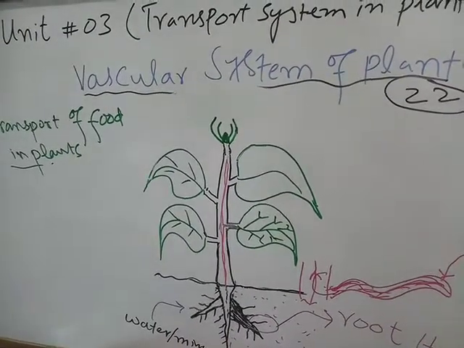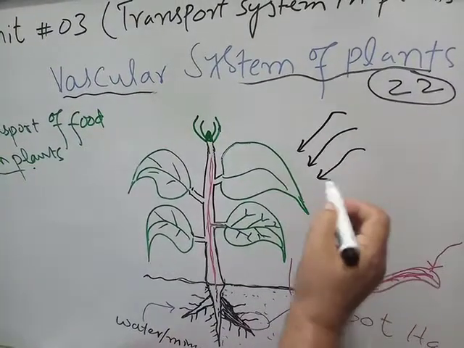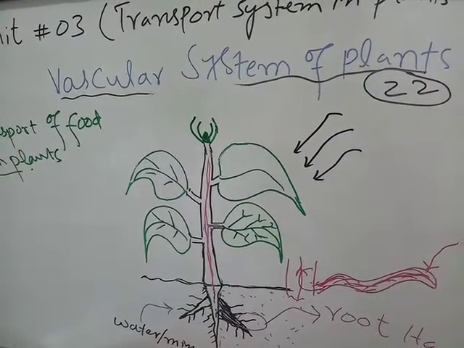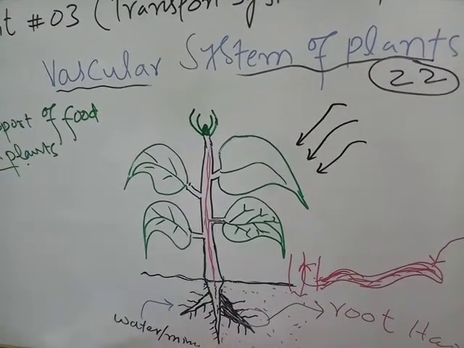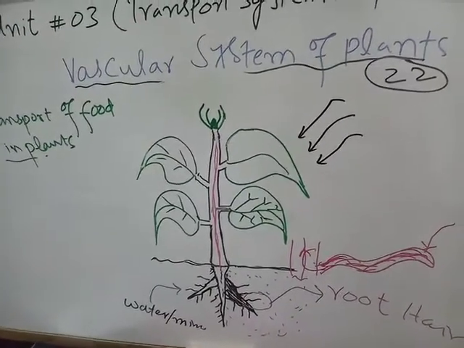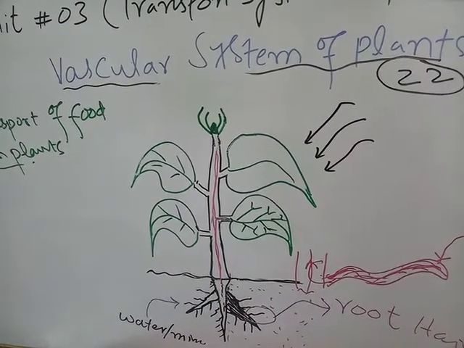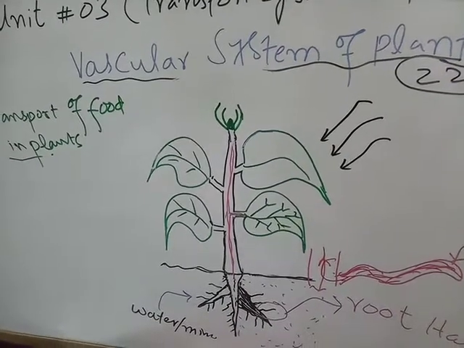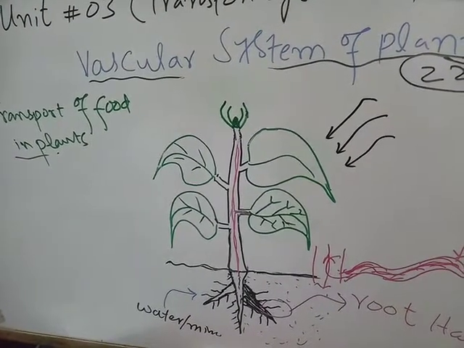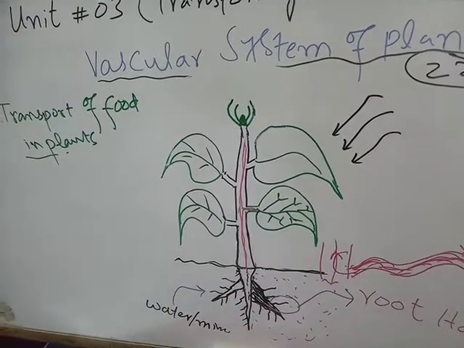Now you know that when light falls on the leaf surface, inside the green leaves, plants prepare their own food material by the combination of water and carbon dioxide in the presence of sunlight. This process is called photosynthesis. Photo means light, synthesis means to prepare. So the preparation of food inside the green leaves by the combination of carbon dioxide and water by the green plants is called photosynthesis.